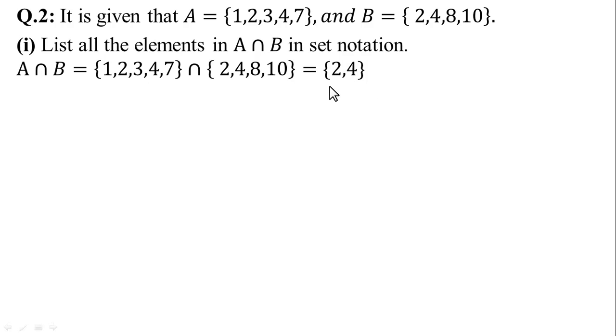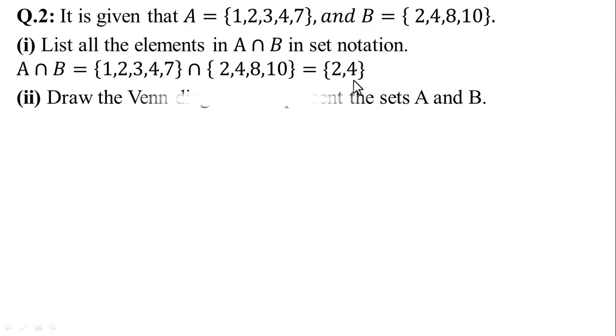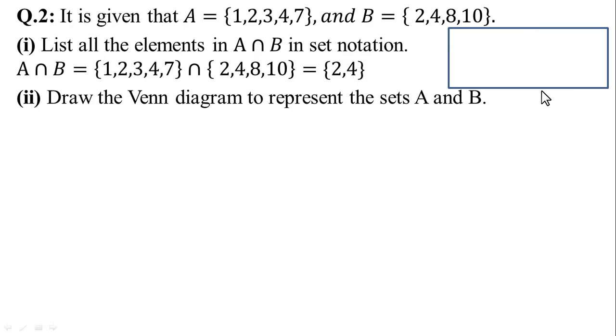So the answer of the first part, A intersection B, is 2 and 4. Now in the second part, draw the Venn diagram to represent the sets A and B. Then we draw the universal set. Now we take the first set and draw the second set. 2 and 4 are the common elements, and the remaining elements are in A and B.